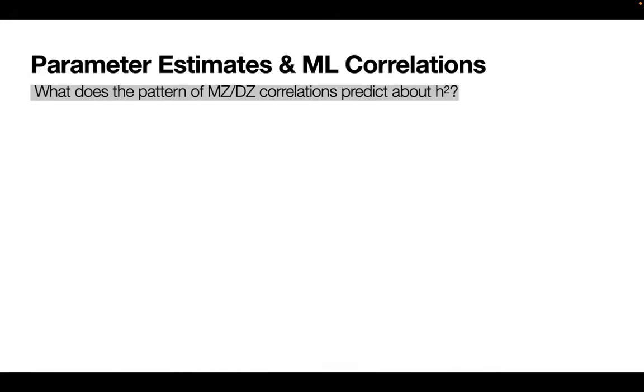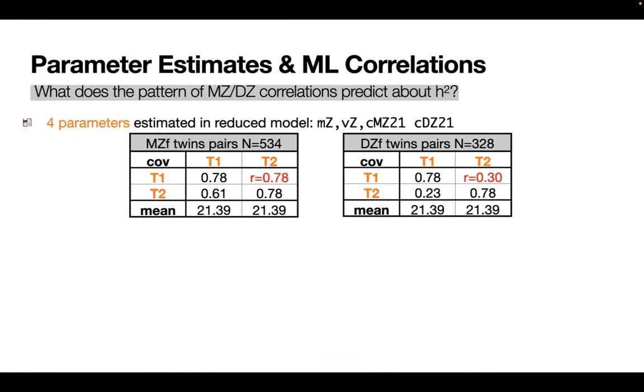We can also, of course, then look at the parameter estimates from this model, as well as use some algebra to calculate the maximum likelihood correlations. Note that here we're analyzing continuous data, so we're estimating the variances and covariances rather than the standardized correlations. So in our most reduced model that equates the means and variances across twin order and zygosity, we estimate 4 parameters: a mean, a variance, and then separately the covariance in MZs and DZs. And that translates into these numbers.